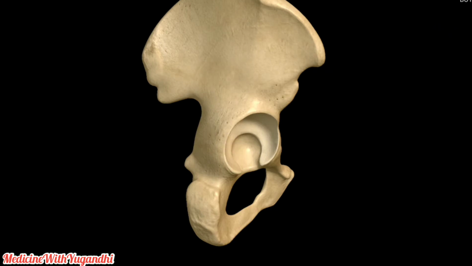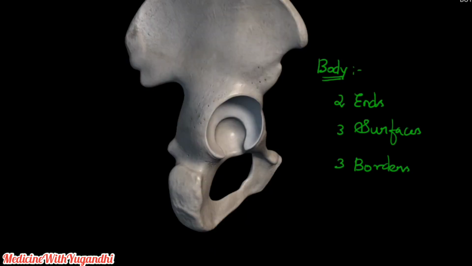Now coming to the parts of the ischium. The ischium has two parts, namely the body and the ramus of the ischium. This is the body of the ischium, while this is the ramus of the ischium. The body of the ischium consists of two ends, three surfaces and three borders.